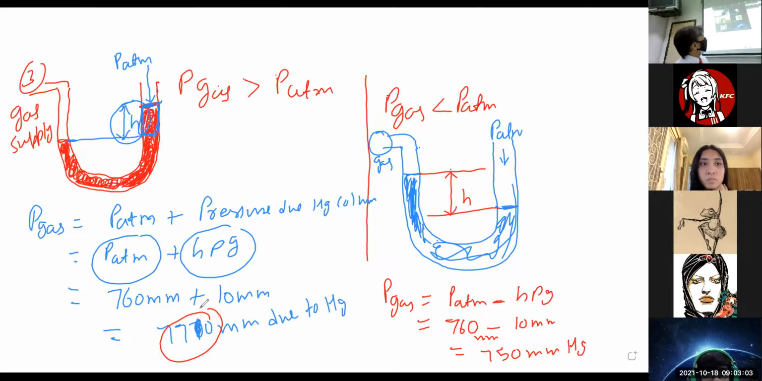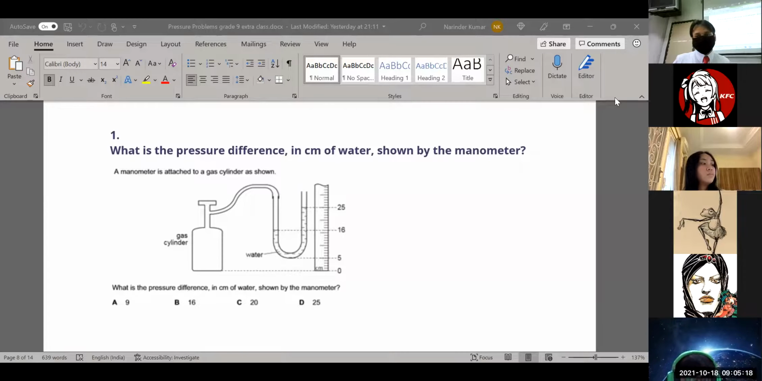Now let us do questions and identify how many questions we can do with this concept. Okay, so just wait a minute, children. In question number 1, what is the pressure difference in centimeter of water shown by the manometer? 9.